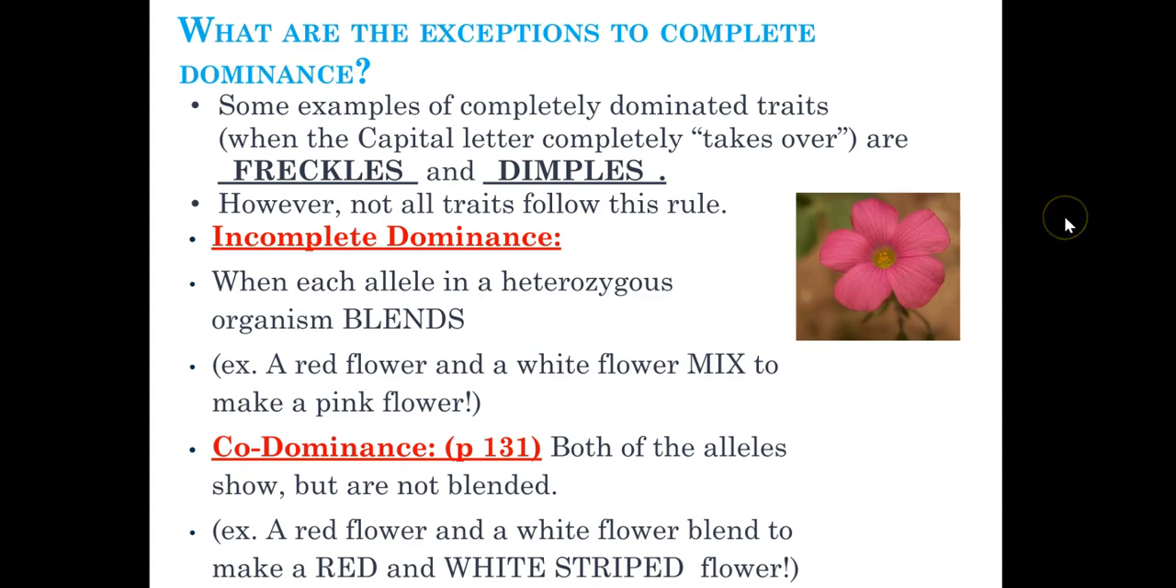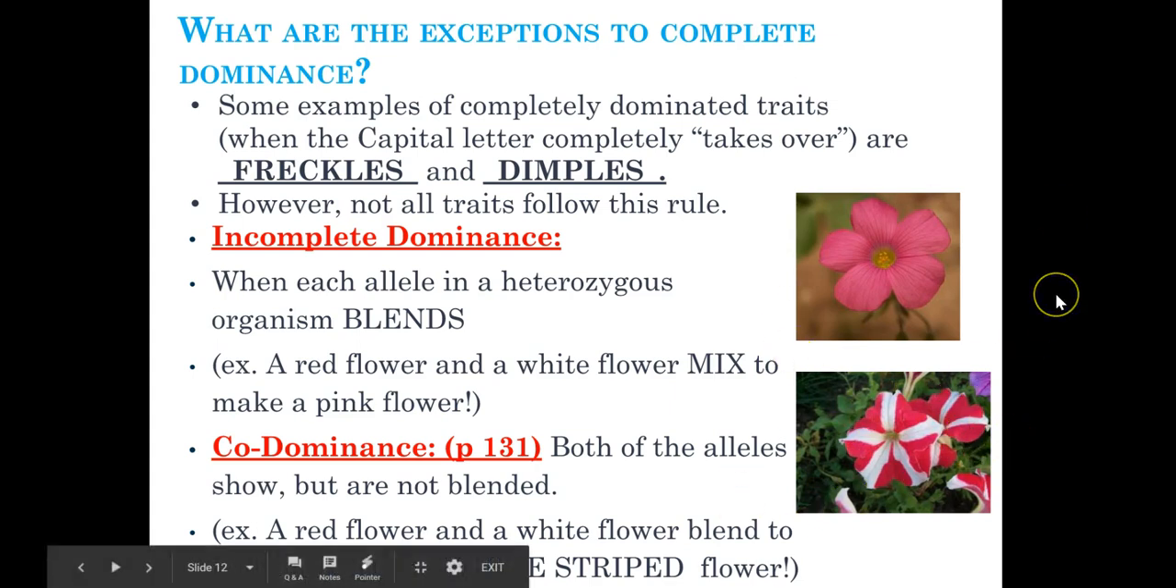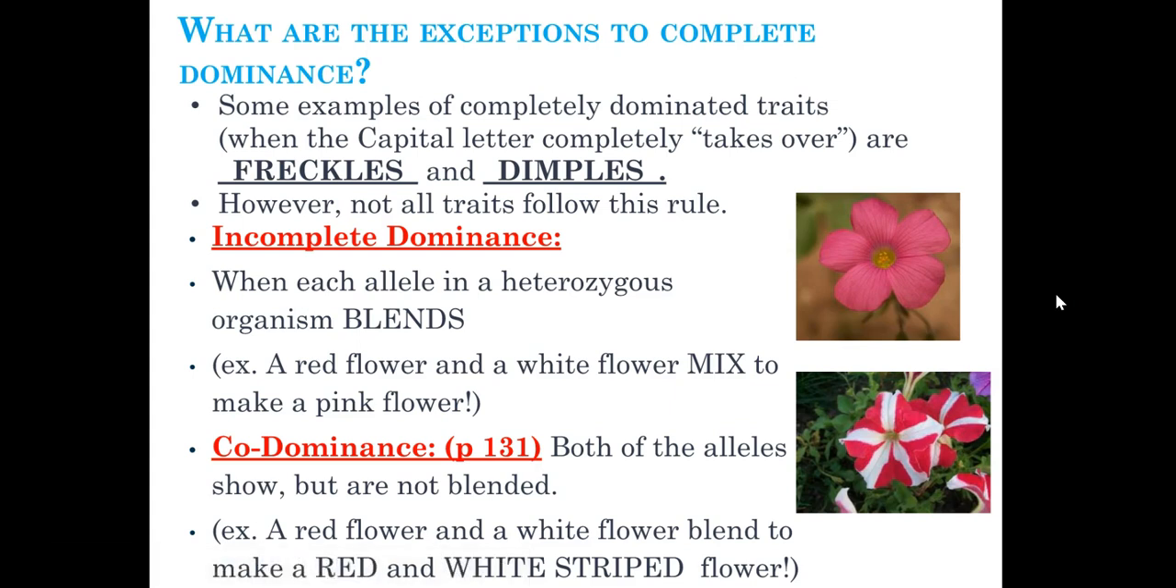Another type is called codominance. Codominance is when both of the alleles show, but they're not blended. So this time, the red flower and the white flower combine to make a red and white striped flower. So you see the red, you see the white, it's not mixed, but instead it's striped. So this is called codominance. I mean, look around at all the different traits that people have. If this is how complicated even a flower can be, look at how complicated all of our human traits can be.